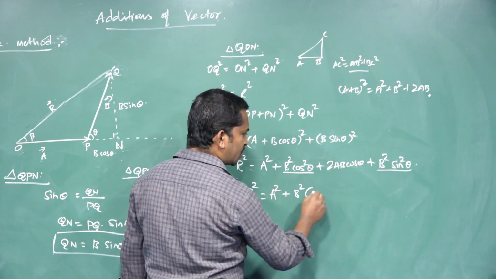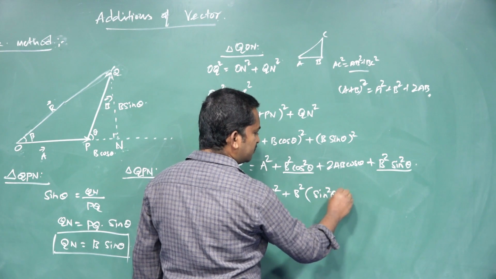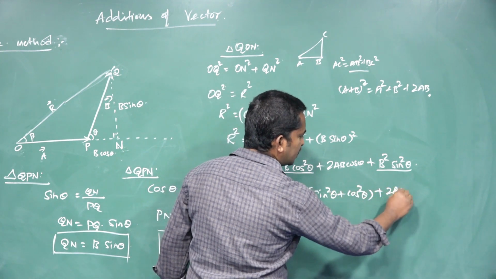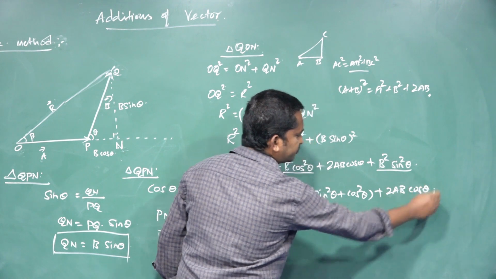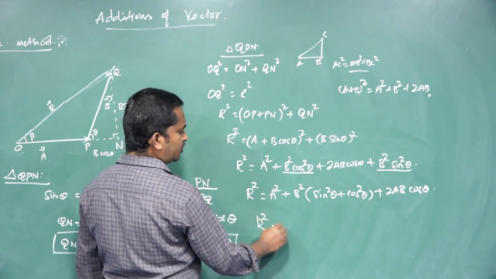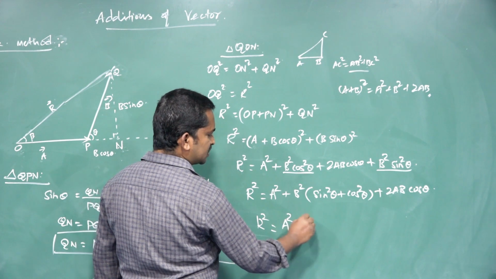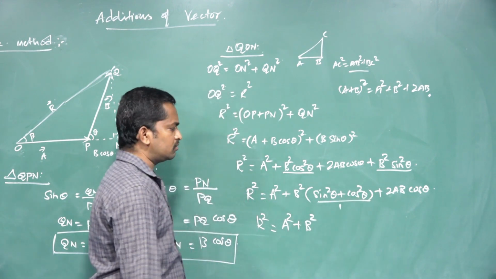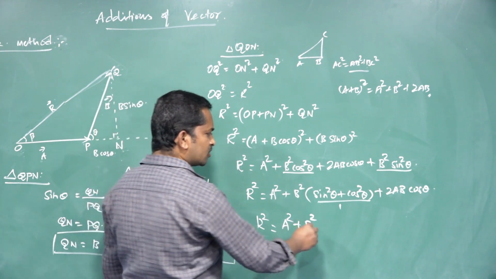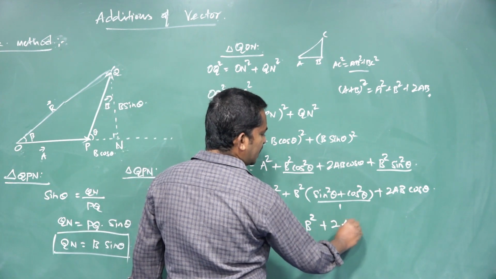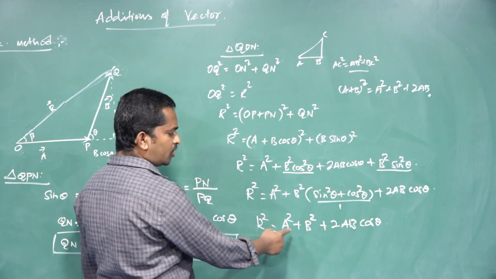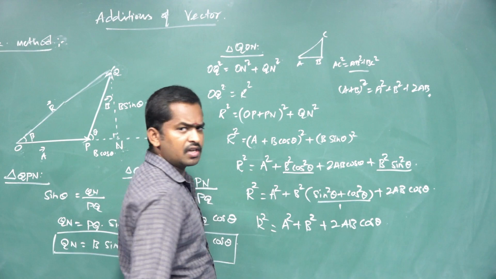Common factor B square: sin square theta plus cos square theta, plus 2AB cos theta. So R square is equal to A square plus B square times (sin square theta plus cos square theta), and sin square theta plus cos square theta is equal to 1, as you know well in trigonometry. So R square is equal to A square plus B square plus 2AB cos theta.